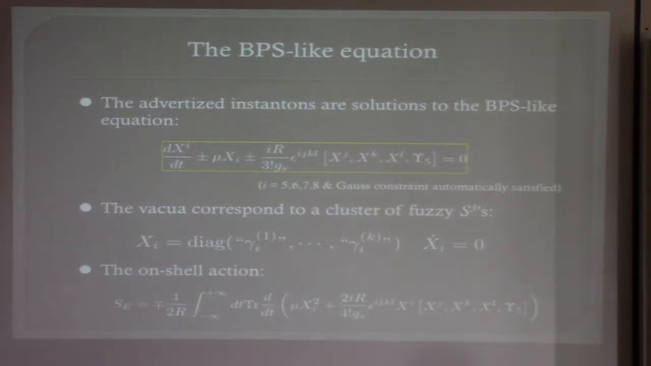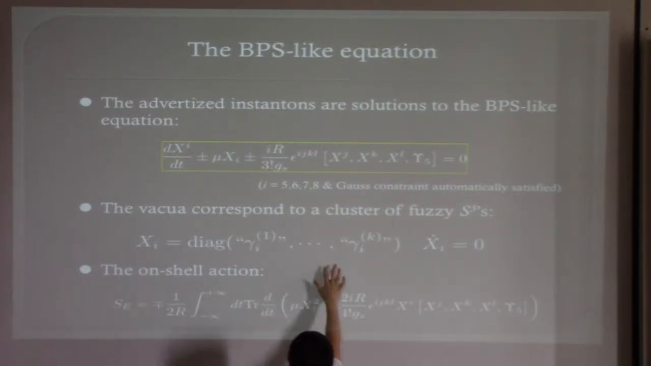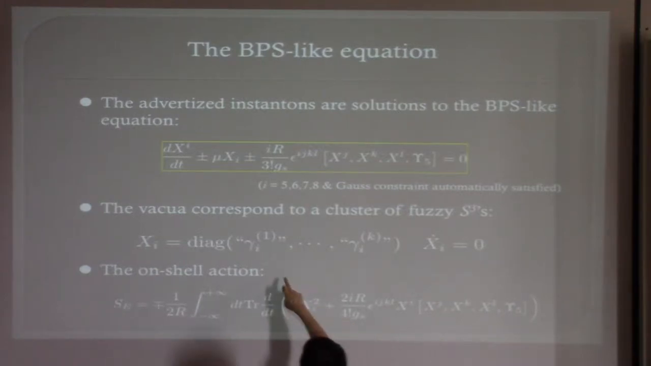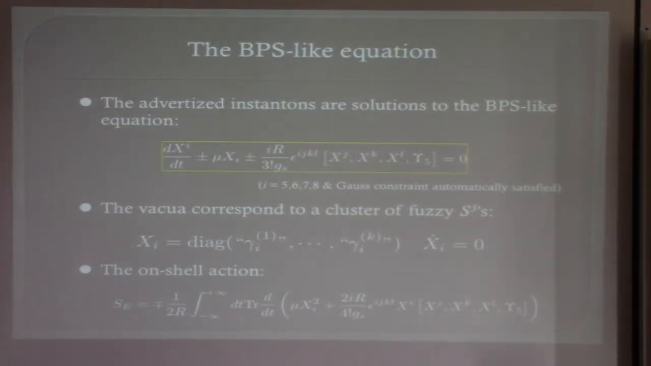First, in the static configuration, you get a cluster of fuzzy three-spheres. Here X_i is a collection of gamma matrices, and in this case the index 1 to k corresponds to k non-interacting giant gravitons. Each gamma matrix describes a giant graviton, and it's a fuzzy sphere.